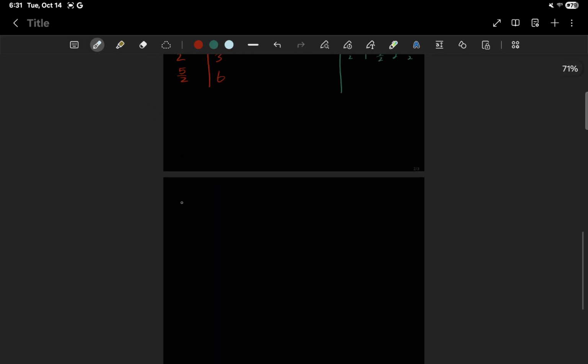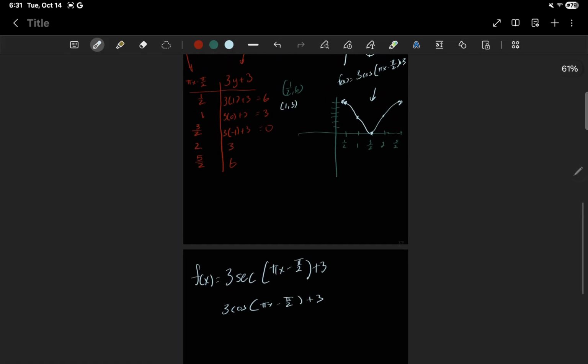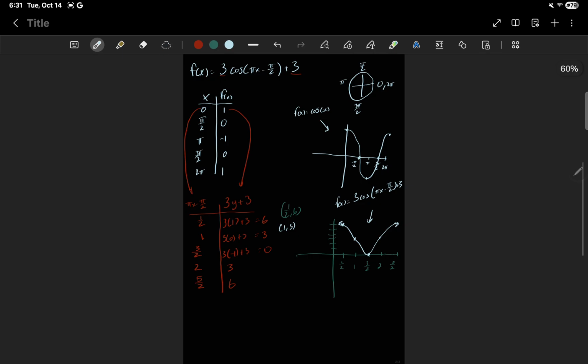So if I wanted to graph f of x is equal to 3 secant of pi x minus pi over 2 plus 3, you're noticing that I'm using the same numbers that I did for cosine. It's because to graph secant and cosecant, you just graph sine. So what I would do if I was tasked with graphing this problem, I wouldn't graph secant. I would graph it as if it was this guy. You're not even going to worry about the fact that it says secant. You graph it as if it's cosine. And luckily, we have the table for that right here, the work we just did. So I'm going to go ahead and copy that.